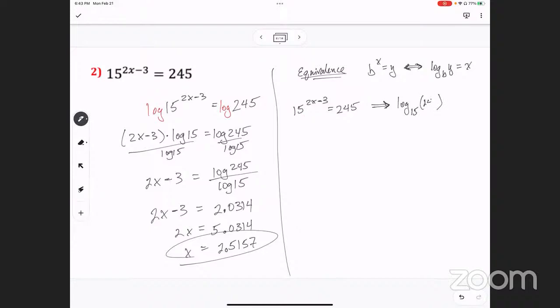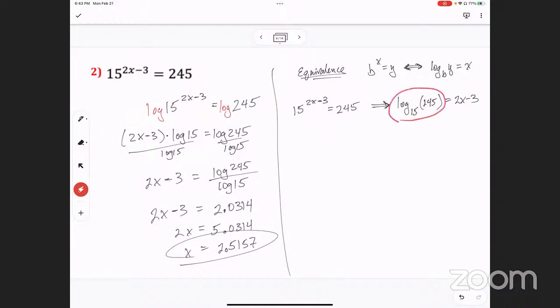245 equals 2x minus 3. Now, this is just a different way of solving this equation. It's essentially the same equation. I actually prefer to do it this way, but this is the way that some people prefer to do it, and it's good to know both ways.